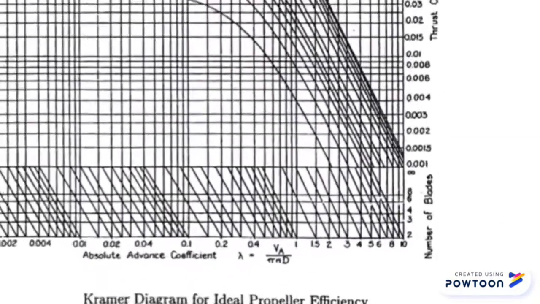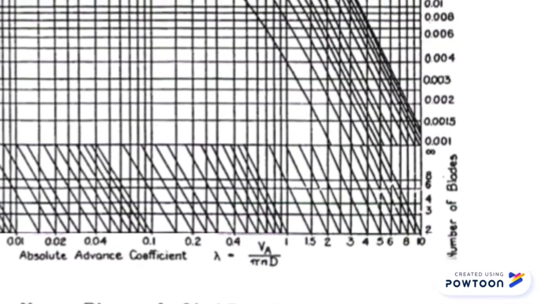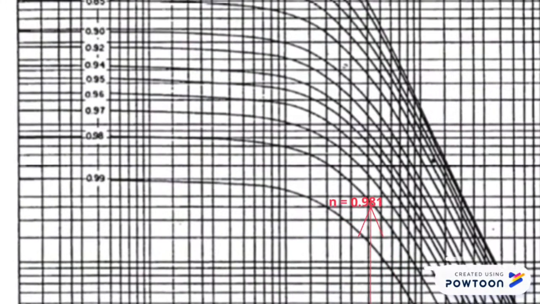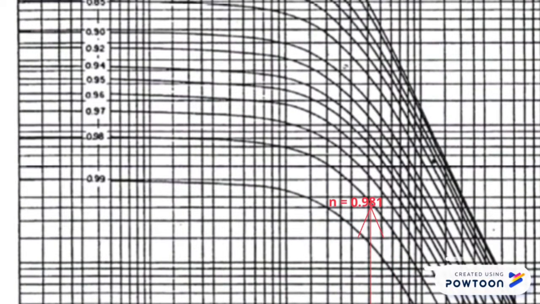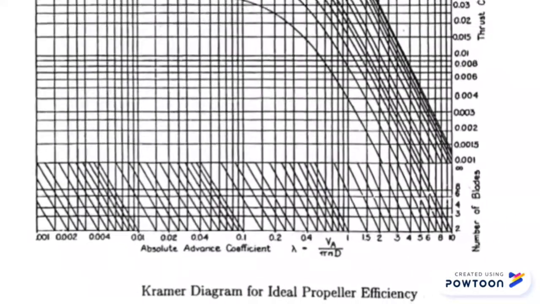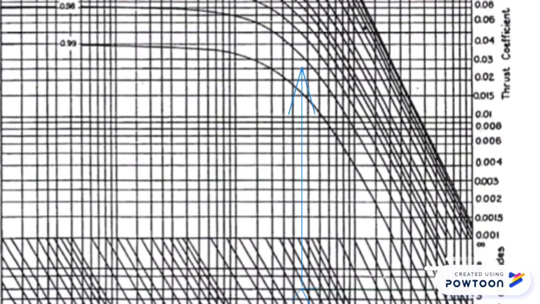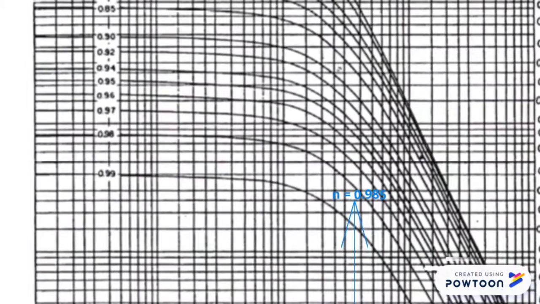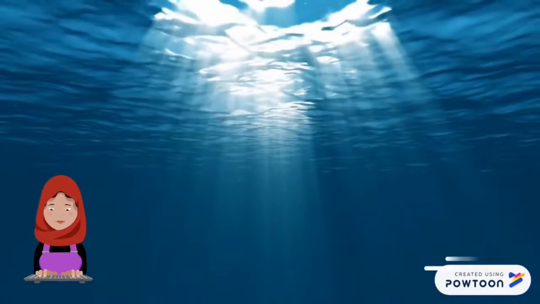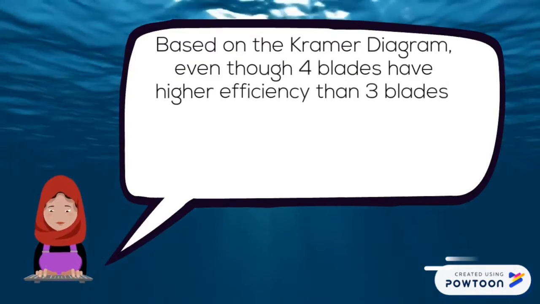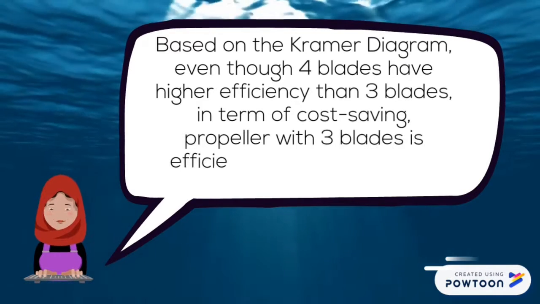We connect lambda and thrust coefficient in the diagram, and then we got an efficiency of 0.981 for 3 blades. We repeat the same steps for 4 blades and got an efficiency of 0.985. Based on the Kramer diagram, even though 4 blades have slightly higher efficiency than 3 blades, in terms of cost saving, a propeller with 3 blades is efficient enough to work for the submarine.